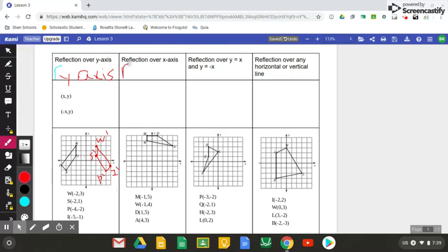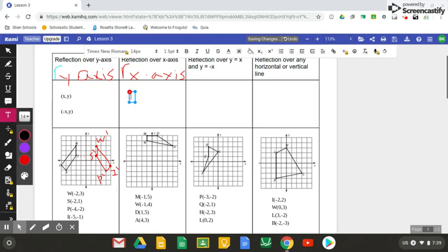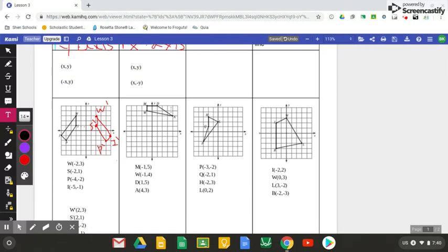So again, it's the same way. Our r, x-axis. Okay. Rule for this: if you have x, y, it will go to x stays, negate my y. All right. So now in my little picture here, my x's stay and I negate my y.